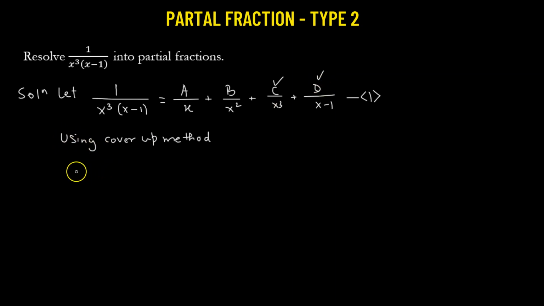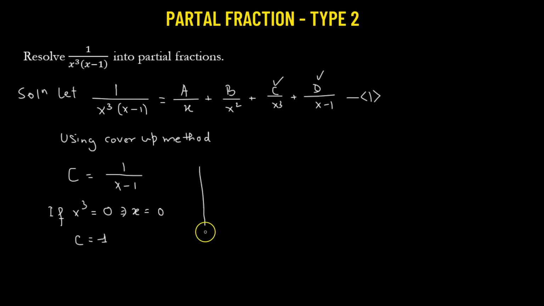So using the cover-up method, we can find out the value of c. All we have to do is take the original rational fraction and cover up the factor x cubed. So we're left with 1 over x minus 1. So here what we have done, we have covered up x cubed. So that means if we consider x cubed and equate it to 0, then this is going to give us a value of x, which will be 0. So that means our value of c will be equal to negative 1.